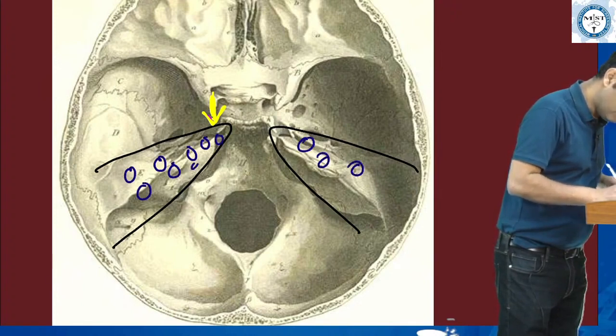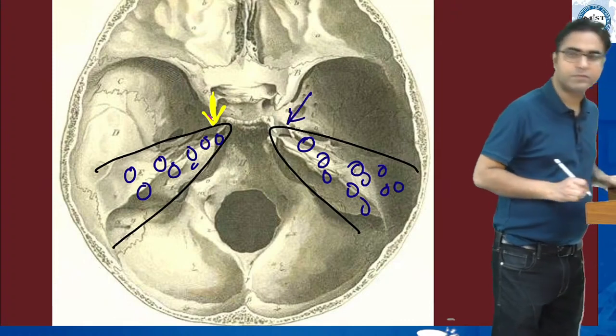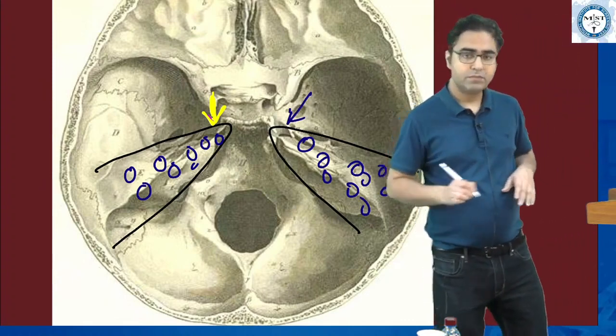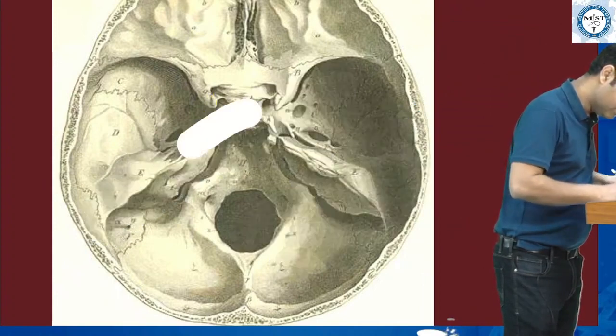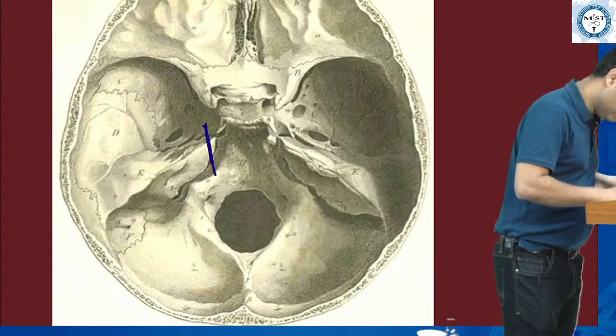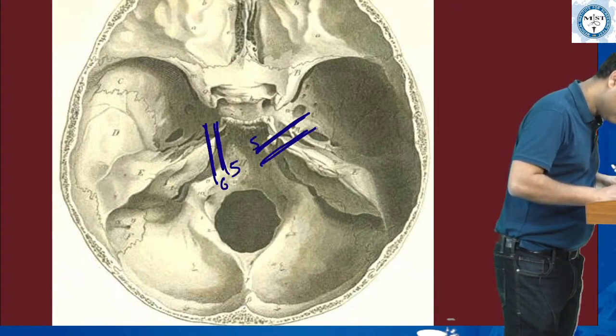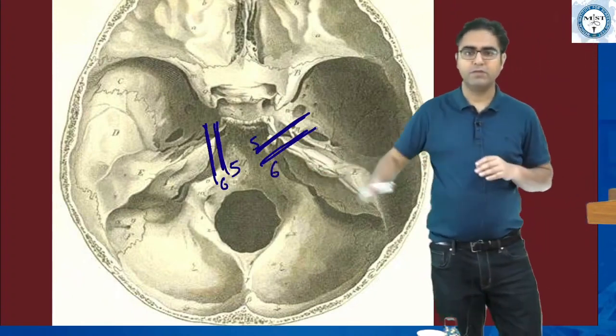This is also temporal bone. This is the petrous apex. Now, at the petrous apex, we have two nerves: the fifth nerve and the sixth nerve, on both sides.